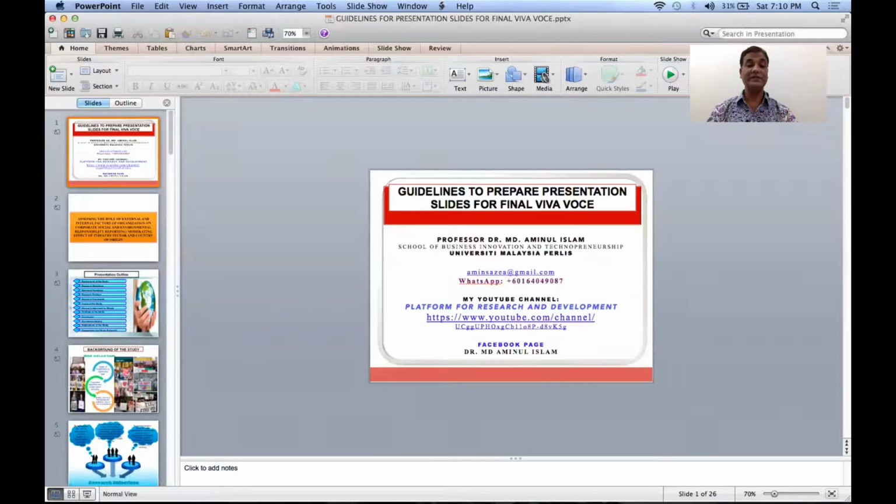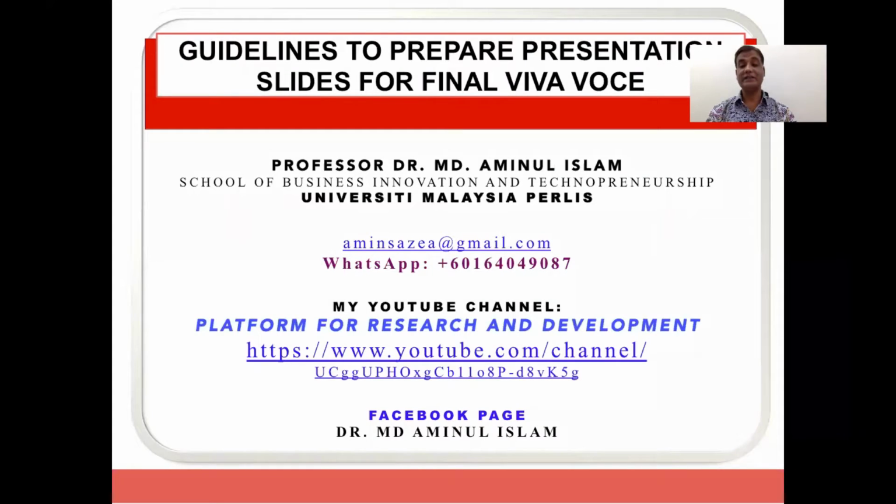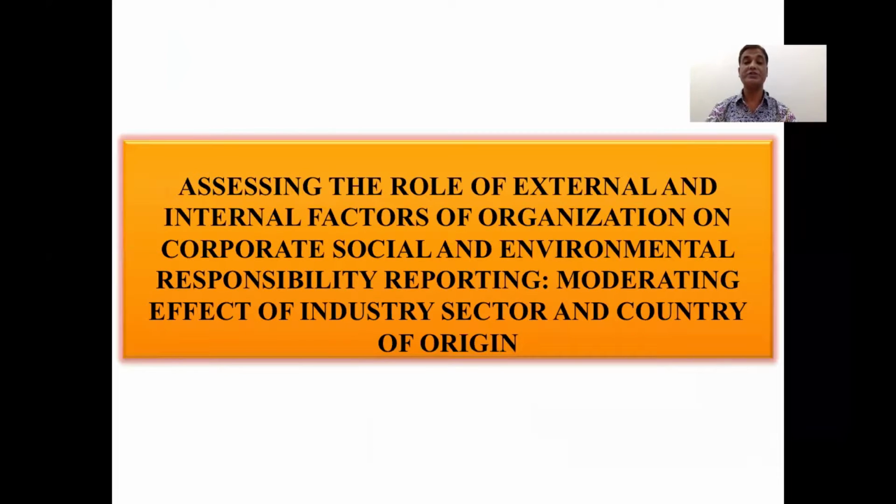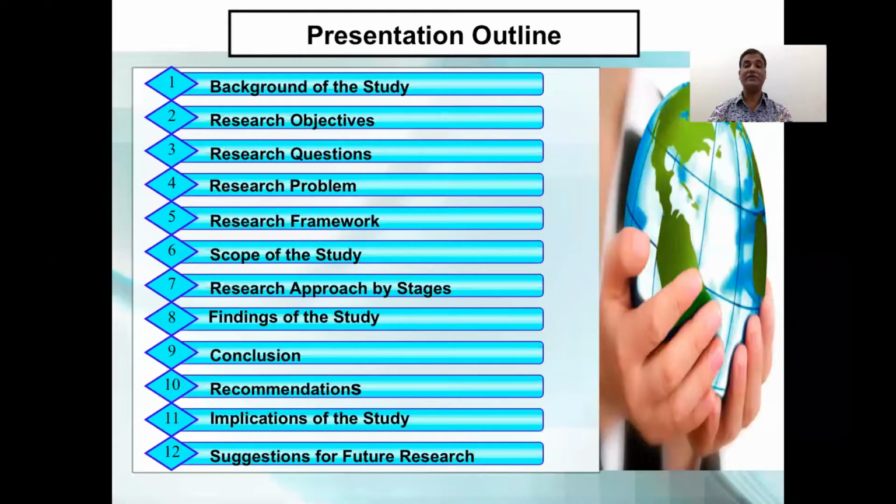This student basically has done a study on corporate social and environmental responsibility reporting, CSER reporting. And this student's highlight was definitely the moderating variable, and she has two moderating variables. Let's see the outline of her presentation. She started with background, then objective, research question, then research problem. If you have seen my earlier video, she presented her research problem first, but here, research question and objective first. This is the final VIVA VOCE session.